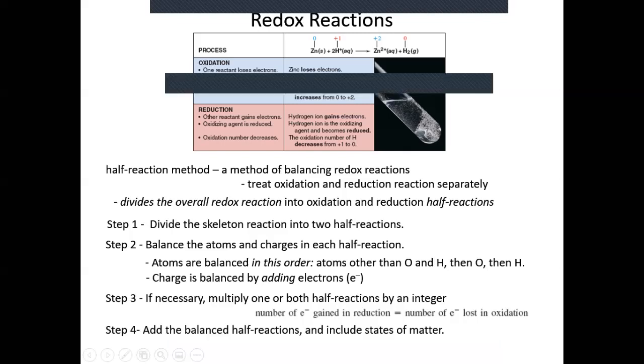And then we add the balanced half reactions and include the states of matter. Now, if it's in a basic solution, we'll have to do one extra step as well. So let's look at some examples of balancing redox reactions. And then finally, we make sure that the atoms and charges are balanced in the overall reaction. So whatever the total charge is on one side has to be the same on the other. So let's delve into this right now.